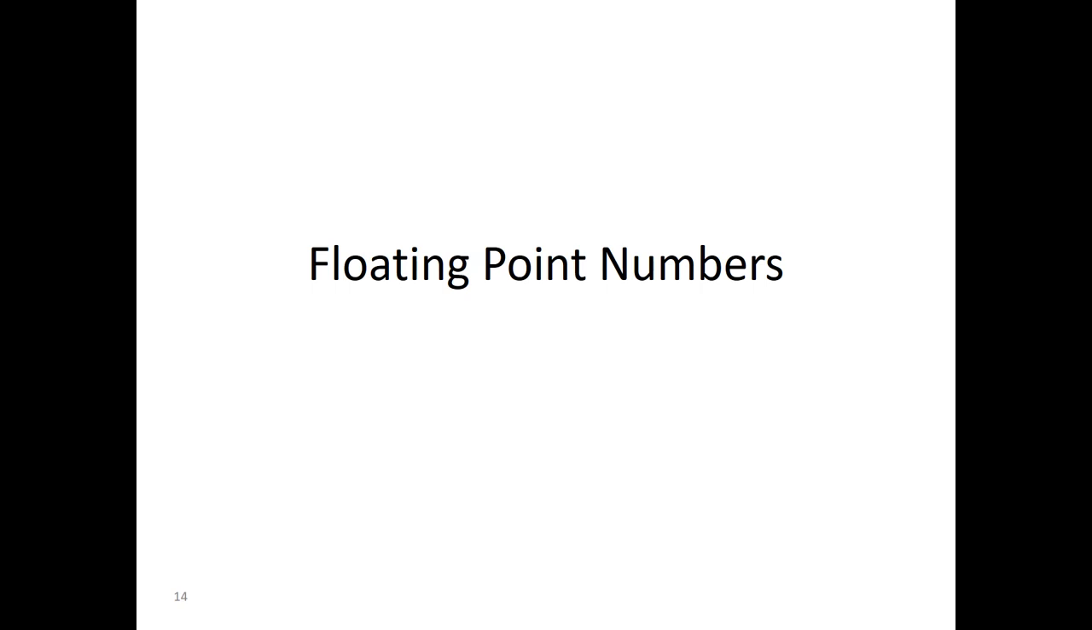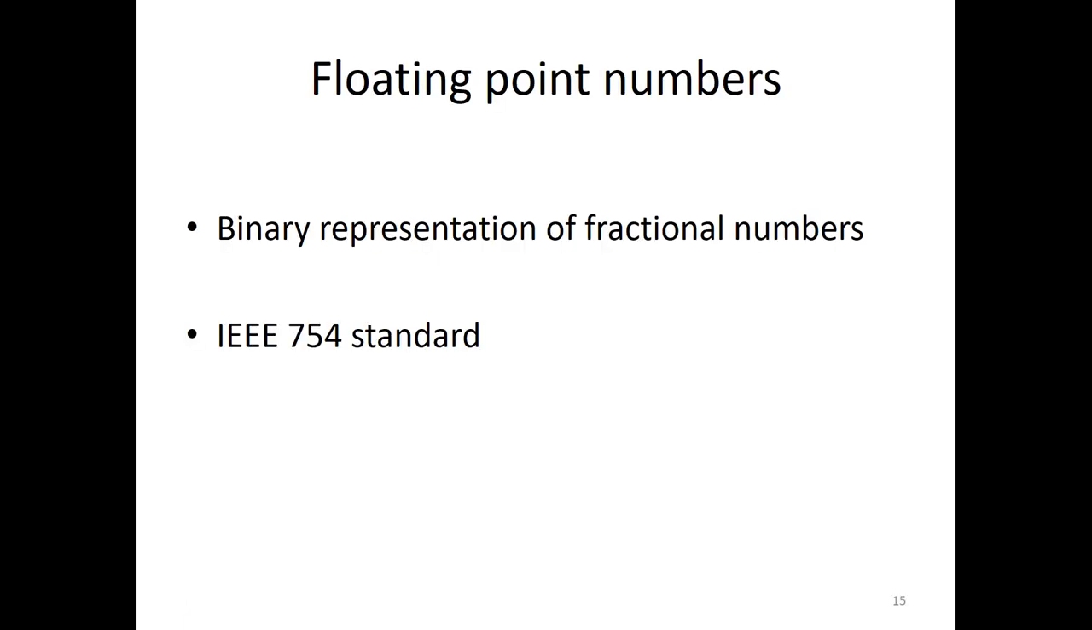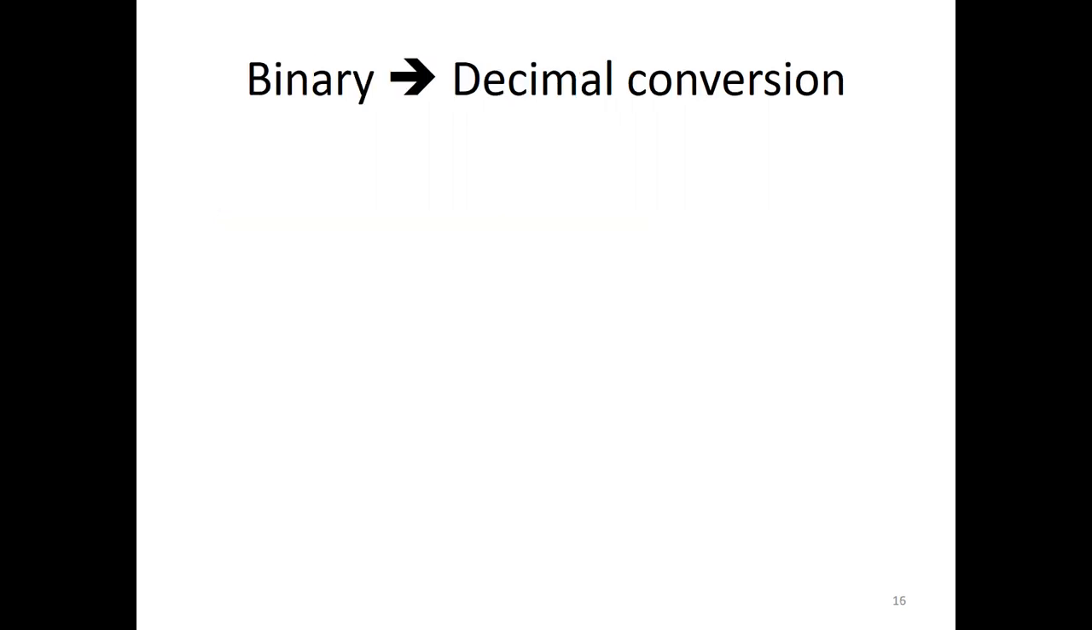Now we come to the floating point numbers, which we ultimately need to come to, because those are the numbers which ultimately define values for all possibilities, right? So for floating point numbers, we will be discussing the IEEE 754 standard. It's a standard method called IEEE 754, and it gives a binary representation of fractional numbers. Right? How do we deal with fractional numbers?